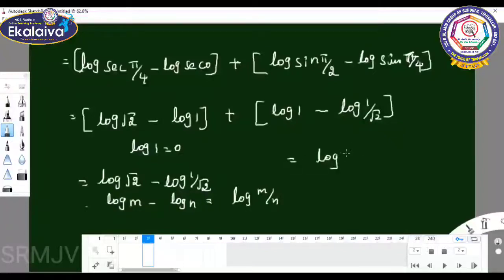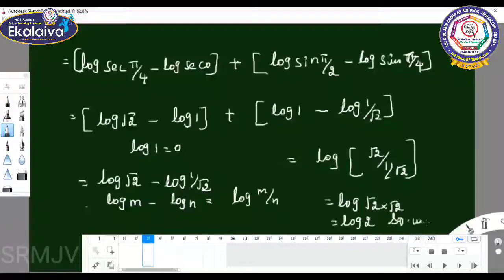So it gives log of modulus of root 2 by 1 by root 2. So log of root 2, reciprocal of that value, root 2 into root 2. So it gives log of 2 square units.